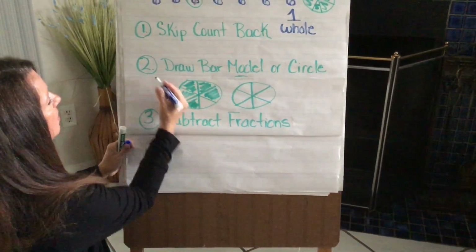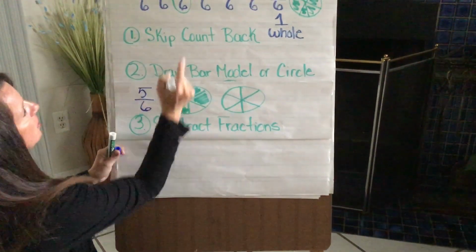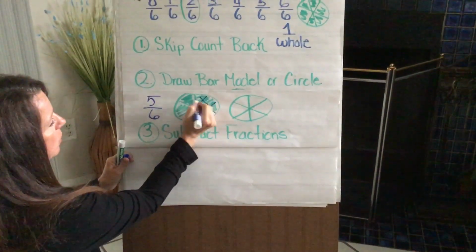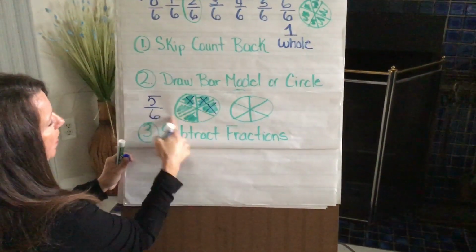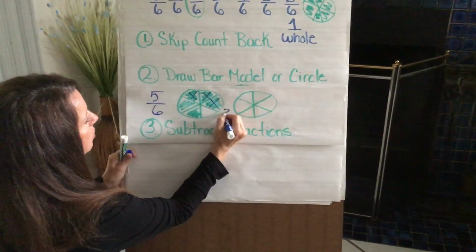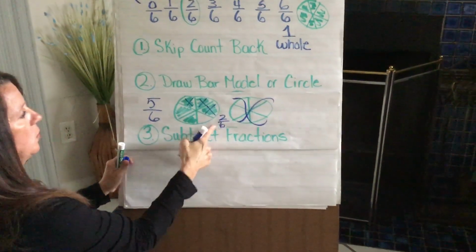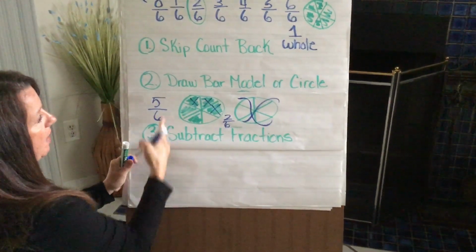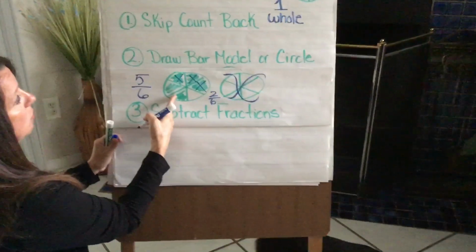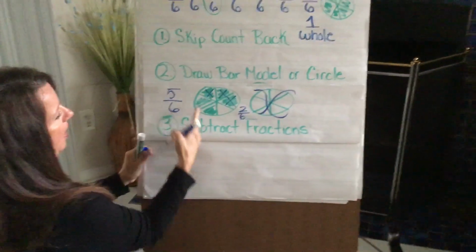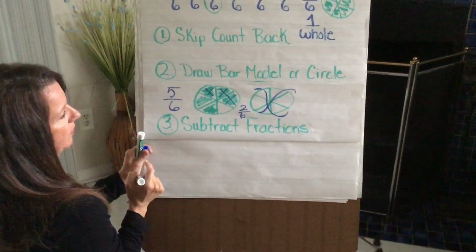So I have 5/6 right here. And it said that I needed to subtract 3. So what I could do is just cross off 3. 1, 2, 3. And then I'm left with 2/6, right? Forget about this. All right, so 2/6, that's what I'm left with. Okay, if I have 5/6 and I subtract 3, I have 2/6 still shaded.